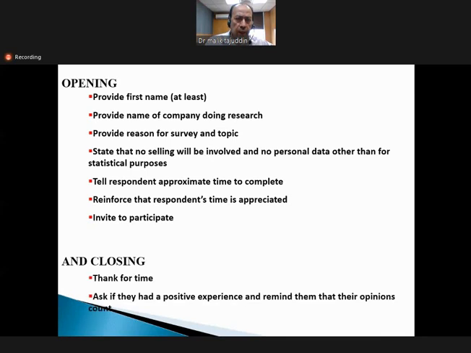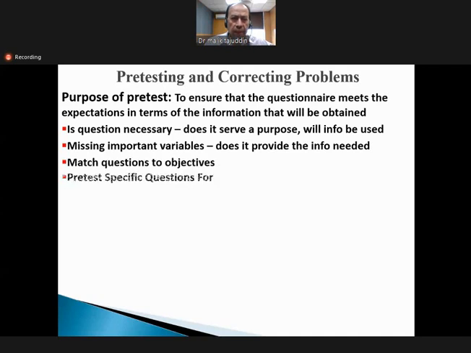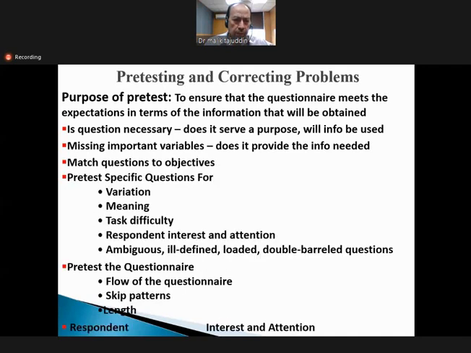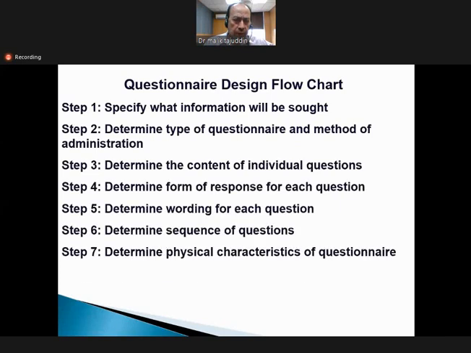In the opening, provide your first name, the name of the company and introductions, and invite them to participate. In the closing, thank them for their time, ask if they had a positive experience, and remind them that their opinions are countable. And then pre-testing and correcting problems. We have discussed question design and flowchart.